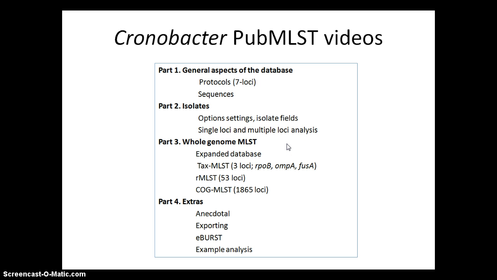And then we're going to move on to part three, which is the expanded database, where we're moving towards the whole genome MLST. And there are various schemes that either you can set up, choosing the loci of your choice, or you can use some of our pre-described ones, such as ones for taxonomy, tax MLST. There's one based upon the ribosomal MLST as well, which is up to 53 loci. And then a new one which we've got is on COG MLST, and that's 1,865 loci. So that's the big video of the four.